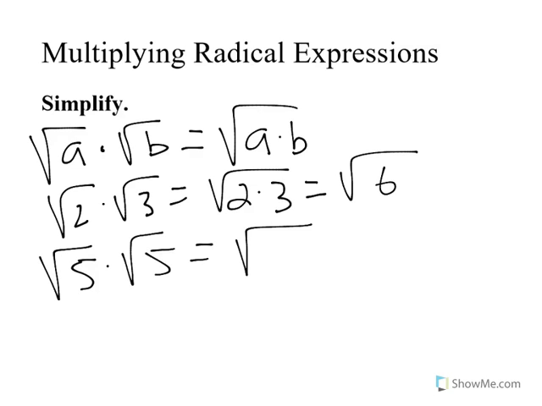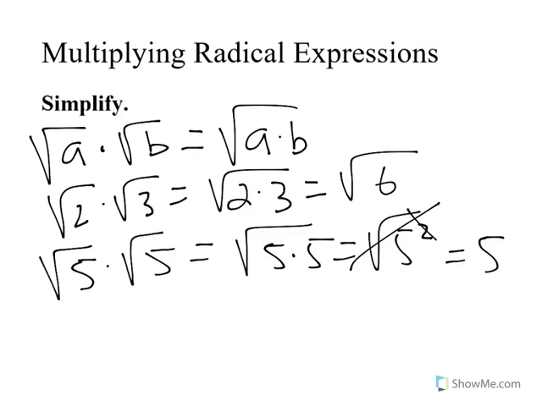Or let's say for example we have radical 5 times radical 5. This gives us radical 5 times 5, so this is radical 5 squared. But from our previous lesson we see that the radical and square cancel out. So then this will give us just 5. Okay? So we need this for our next lesson.